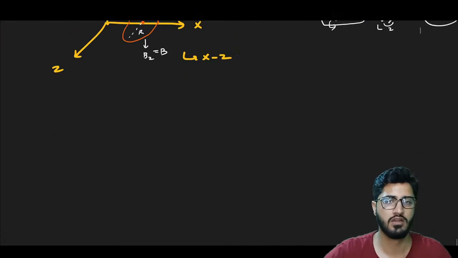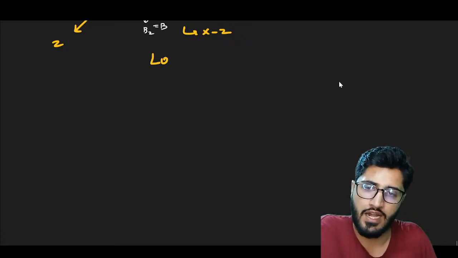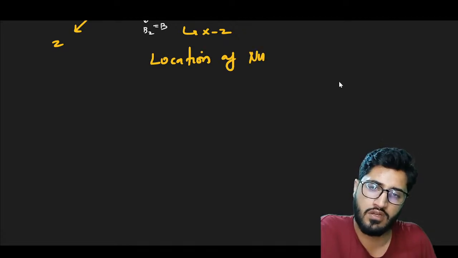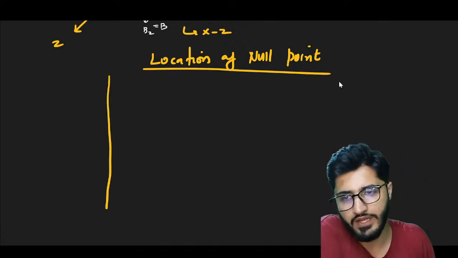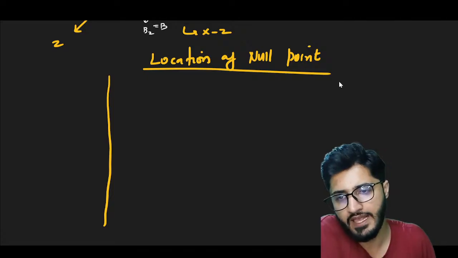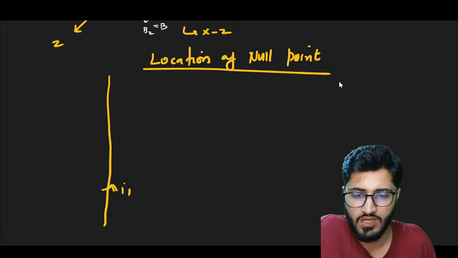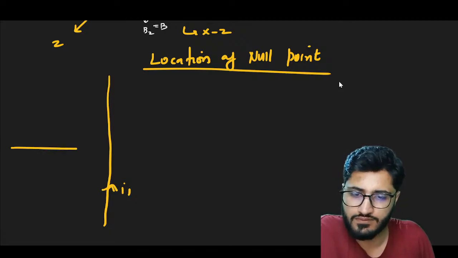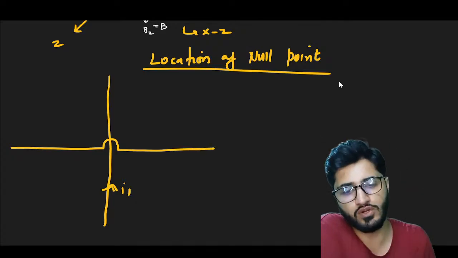Okay. Next part, we are having null point. The heading is location of null point. Null point means magnetic field is 0. If we are having a wire, this is my wire, current I1 is flowing. We are having one more wire. These wires are not touching each other. That's why there is some semicircular part.